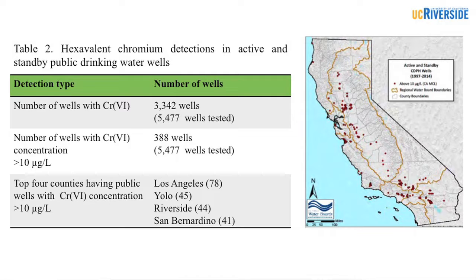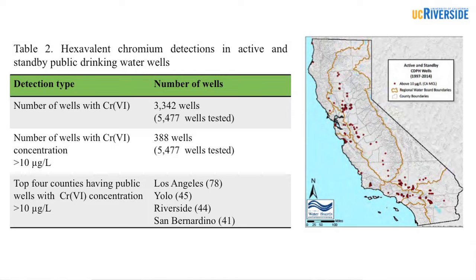And in California, the California Department of Public Health also made a survey before on the public drinking water wells. And the survey is for a total 5,477 wells. And among them, 3,342 wells have detectable chromium-6 in water, and around 80% of the total wells have chromium-6 level greater than 10 microgram per liter.